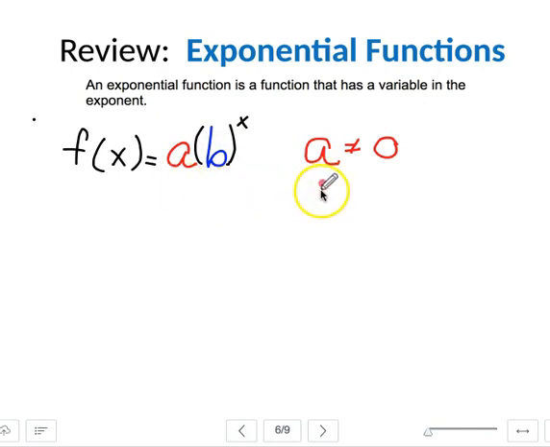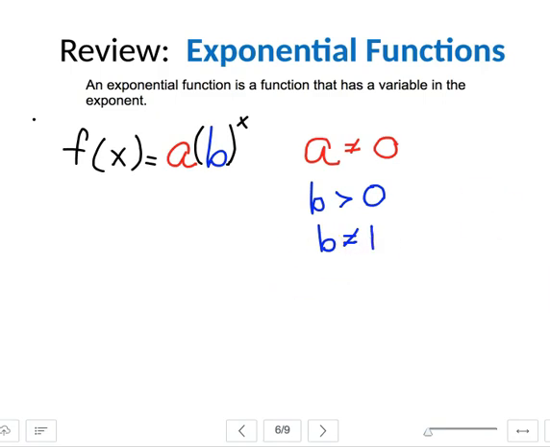And then we have b. There are some things that have to be true about b. So b has to be greater than 0. It cannot include 0, and it cannot equal 1.